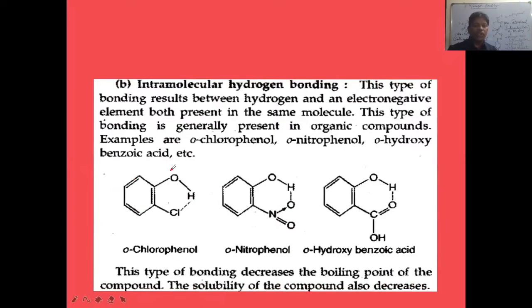Here phenol means OH group. The OH group is at the first position. Wherever the OH group is attached, that is the first carbon. And wherever Cl is attached, it should be taken as the second carbon. So first carbon has the OH group, second carbon has the Cl atom. Now between hydrogen and Cl, hydrogen bonding is there. It is orthochlorophenol. The second carbon is the ortho carbon, and at the ortho position Cl is there.